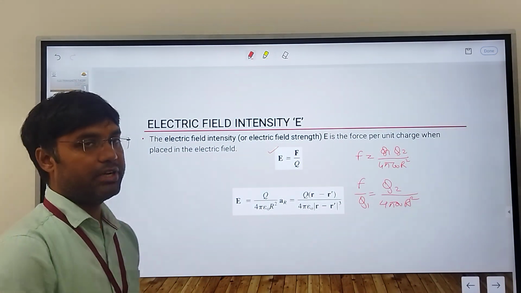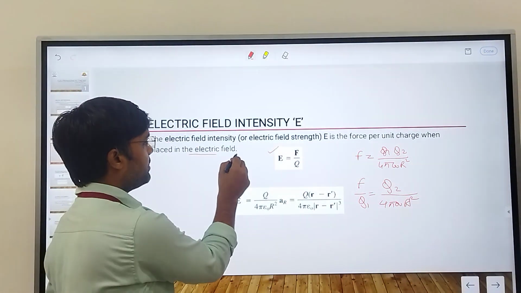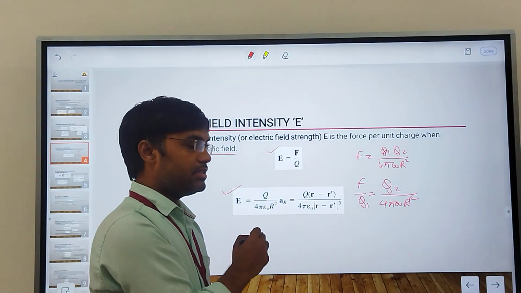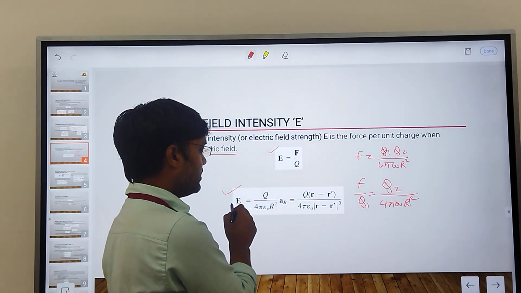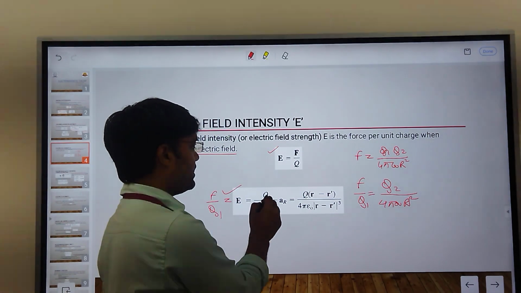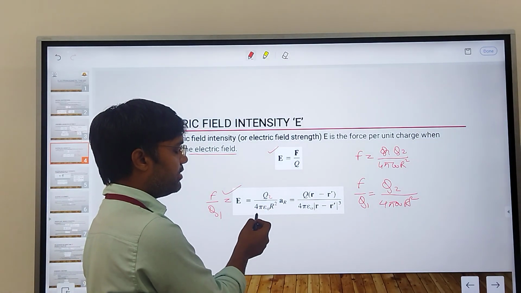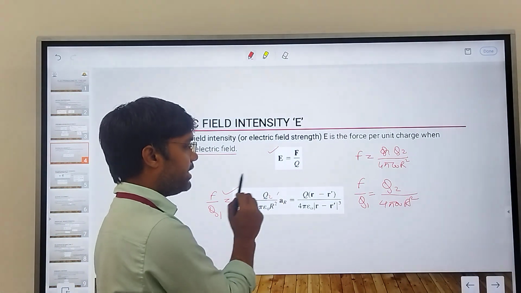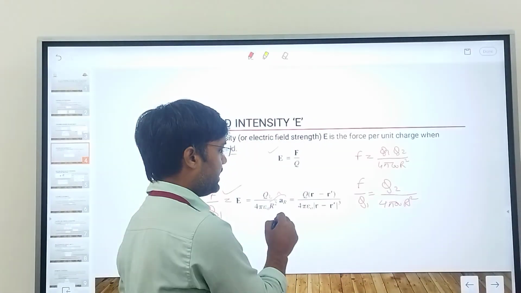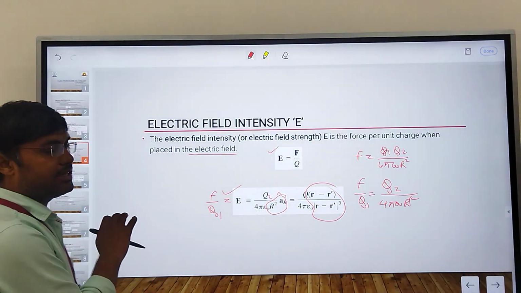It is the force per unit charge. Electric field is represented by force per unit charge. And in general, for numerical solving purposes, we will use this formula, which is equal to F by Q1, where the remaining charges Q1, Q2, Q3, and so on would be used here, divided by 4 pi epsilon naught R square, times the unit vector AR. So this was the electric field intensity.